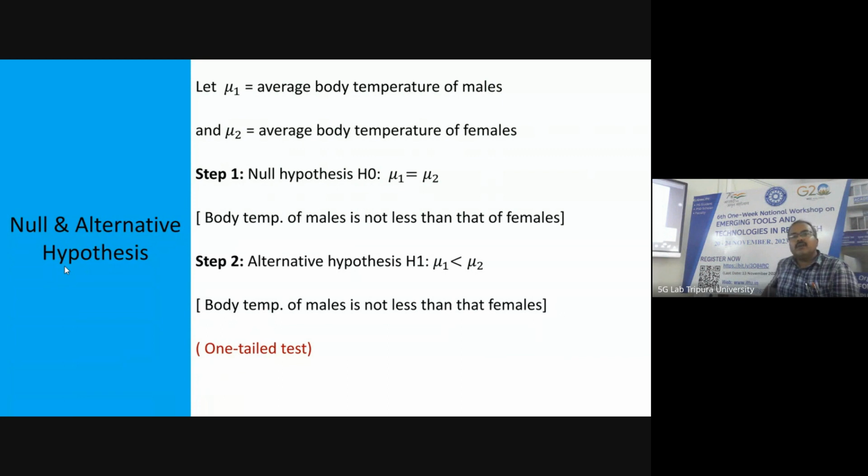So first is the forming of the null and alternative hypotheses. Let mu 1 be the average body temperature of males and mu 2 be the average body temperature of females. Now obviously the null hypothesis says that mu 1 is equal to mu 2, and the alternative hypothesis says that mu 1 is less than mu 2. Why?